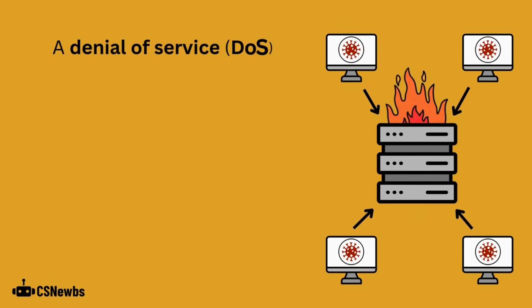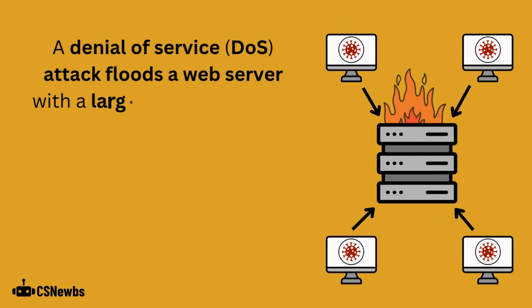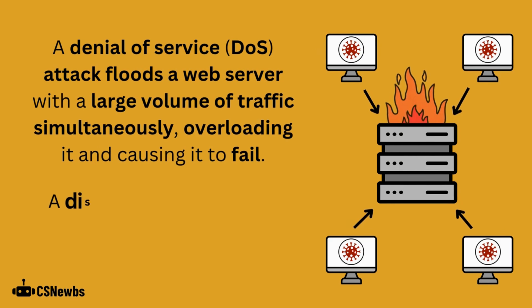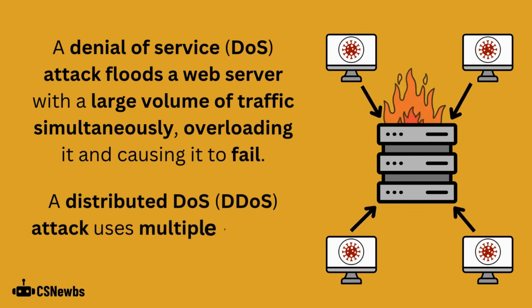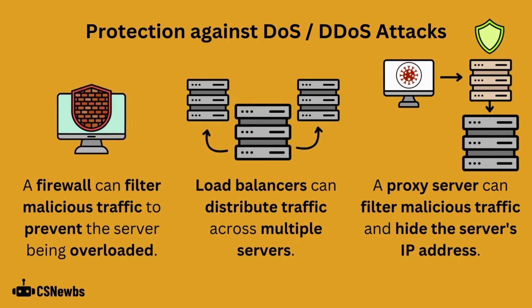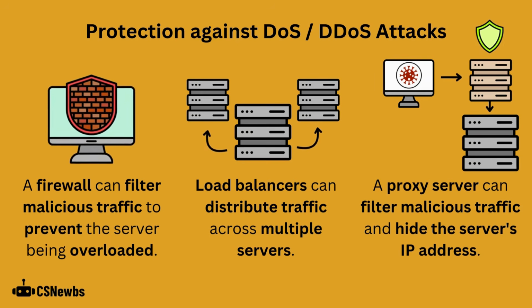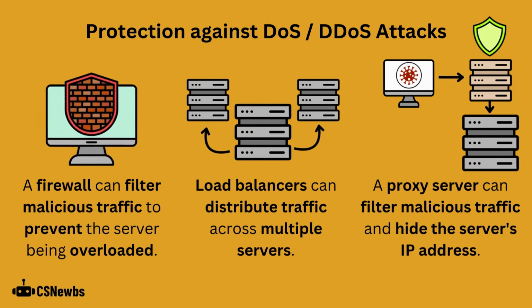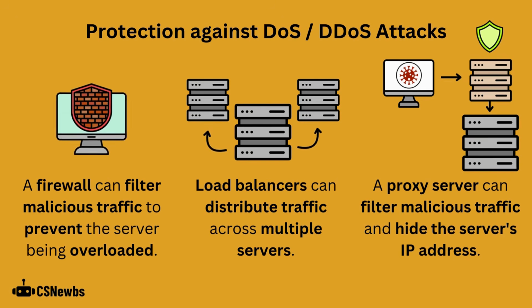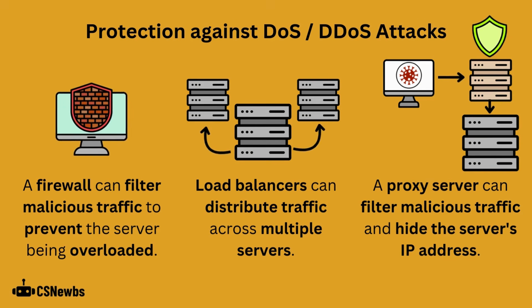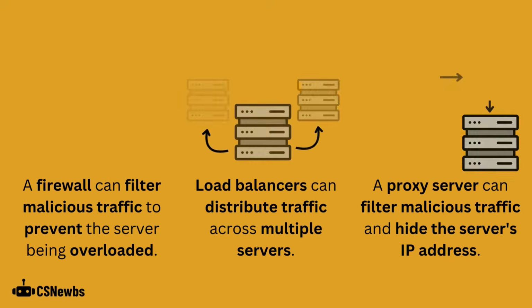A denial-of-service attack floods a web server with a large volume of traffic simultaneously, overloading it and causing it to fail. A distributed denial-of-service attack, or DDoS attack, uses multiple systems, often a botnet, to transmit data. To protect against a DoS or DDoS attack, a firewall can filter out malicious traffic to prevent the server from being overloaded. Also, load balancers can distribute traffic across multiple servers. Finally, a proxy server can filter malicious traffic and hide the server's IP address.